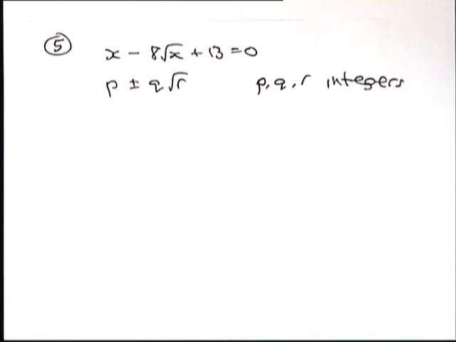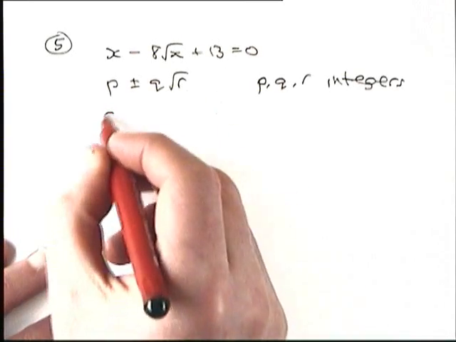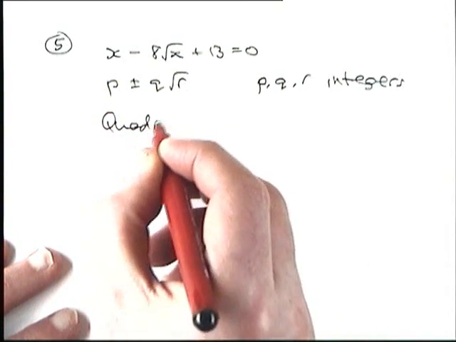Question 5 says solve the equation x minus 8 times the square root of x plus 13 equals 0, giving your answer in the form p plus or minus q times the square root of r, where p, q and r are integers. That's whole numbers. Something with square root signs in like this and an answer should be suggesting to you a quadratic equation.